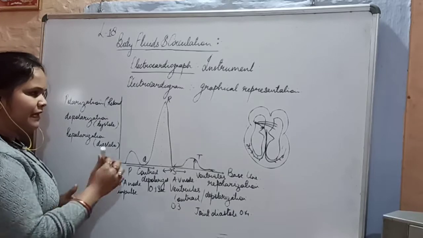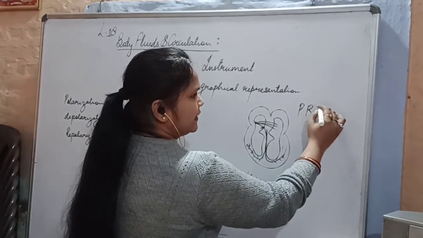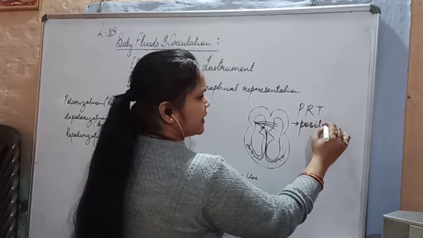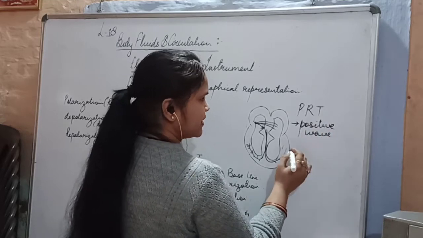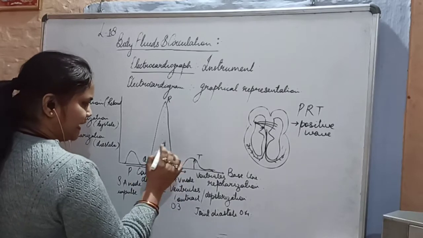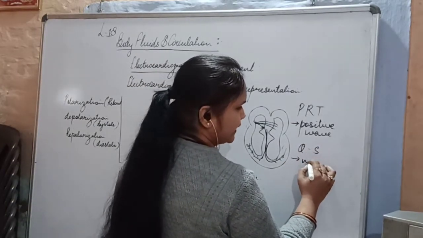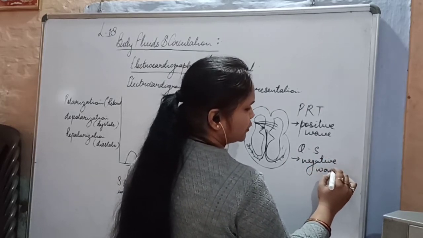And the P, R and T waves are called positive waves. These waves are called positive waves because they are above the baseline. And the Q and S waves are called negative waves. Why are they called negative waves? Because they are below the baseline.